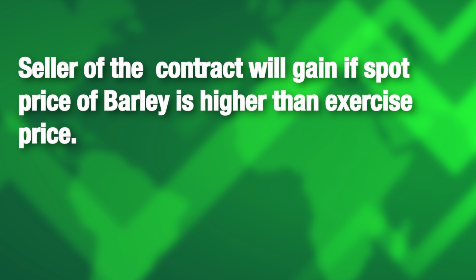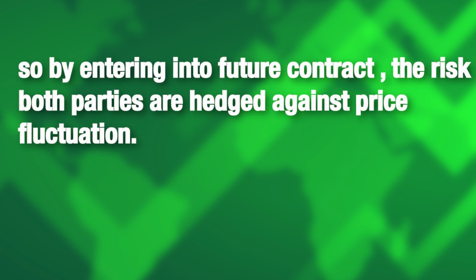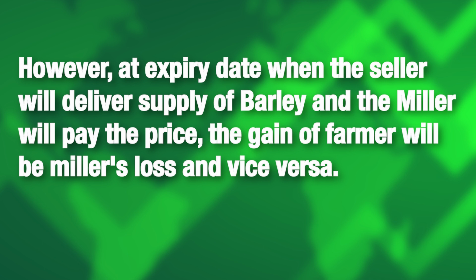So, by entering into a forward contract, the risk of both parties is hedged against price fluctuations and both will be benefited. However, at the expiry date, when the seller will deliver the supply of barley and the miller will pay the price, the gain of the farmer will be the miller's loss and vice versa.